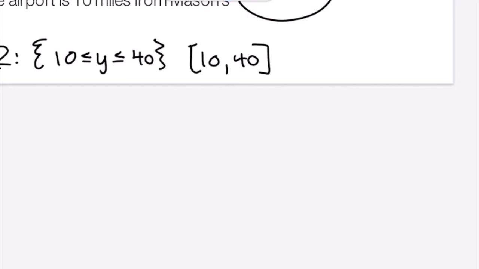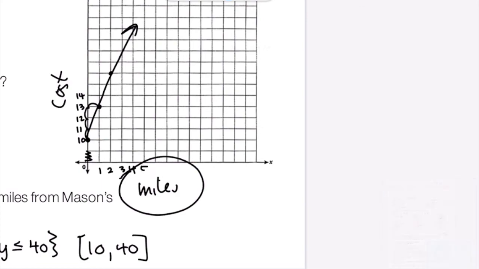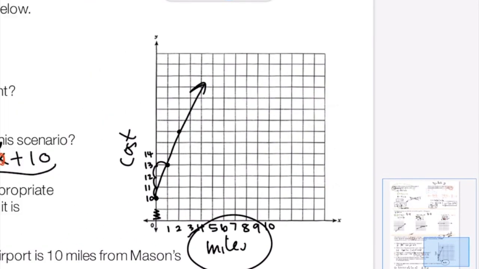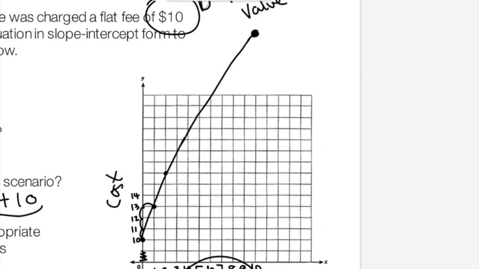Now, our graph is still not going to be this big, but if our graph was bigger, instead of putting an arrow there, we could continue this, and then eventually it's going to have an endpoint. So that would be our most accurate graph.